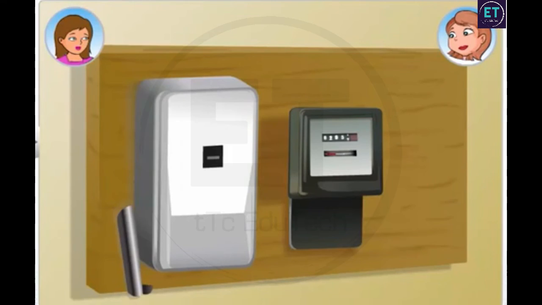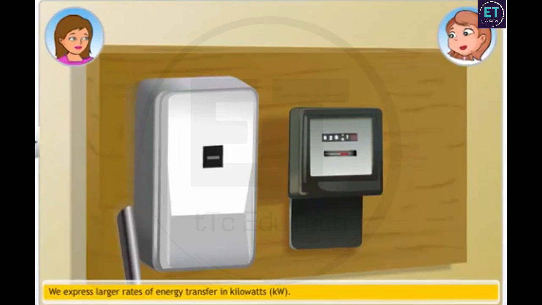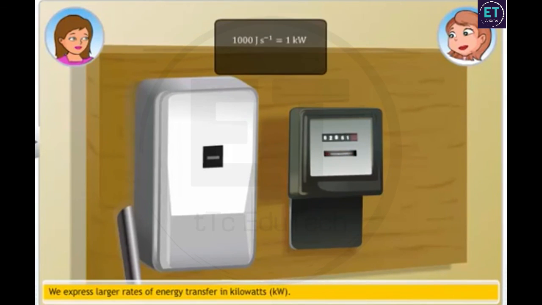So, how do we measure the electricity that we use? Is it in joule? The unit joule is too small to express large quantities of energy. For convenience, we use a bigger unit of energy, kilowatt hour, denoted by kWh. Let us say we have a machine that uses 1000 joule of energy every second. If this machine is used continuously for 1 hour, it will consume 1 kilowatt hour of energy.